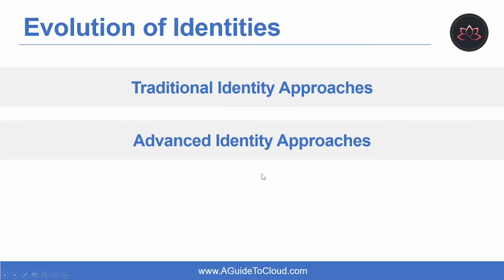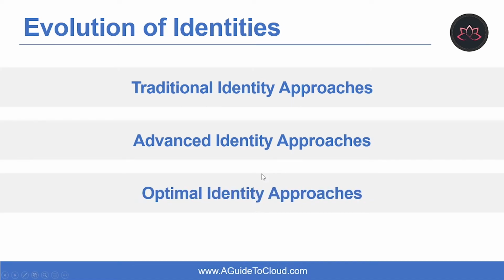And now let's look into the optimal identity approaches. In the optimal model, you use passwordless authentication and it is always enabled. And user, location, devices, and behavior are analyzed in real time. And continuous protection against identity risk is always enabled.